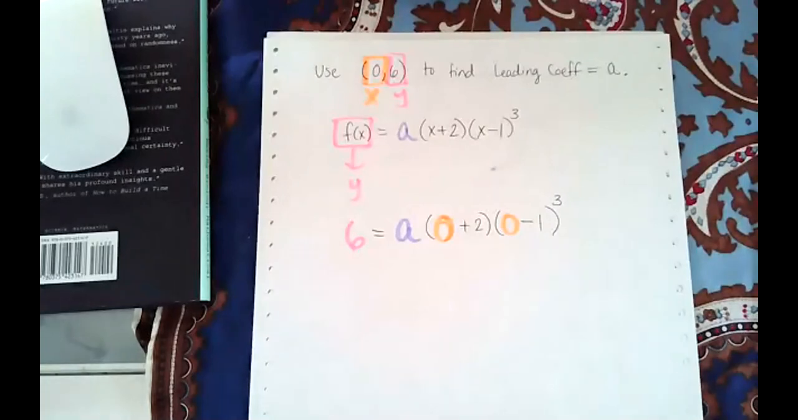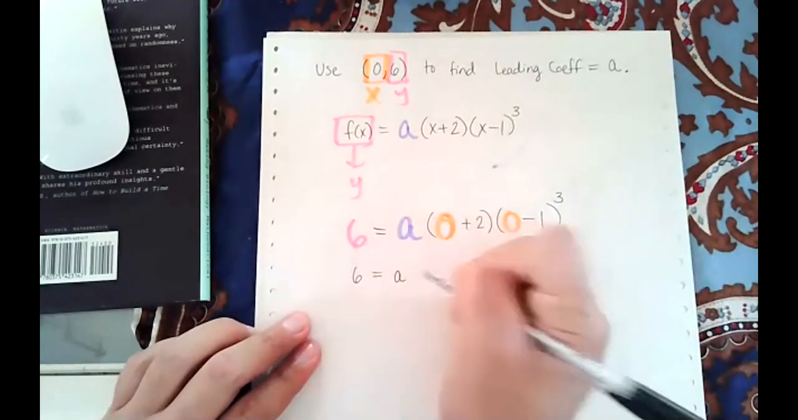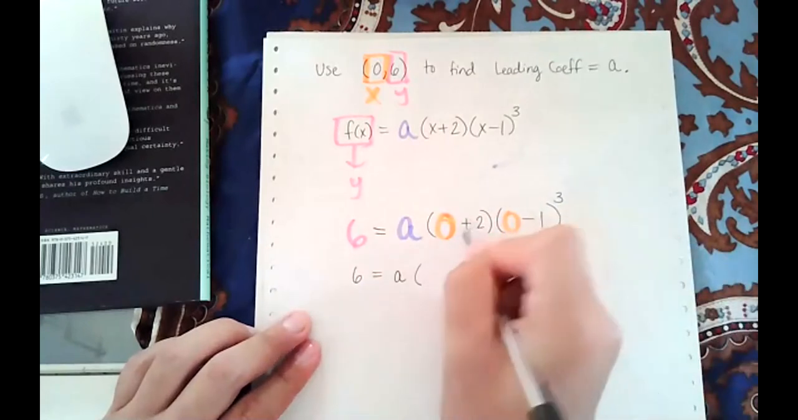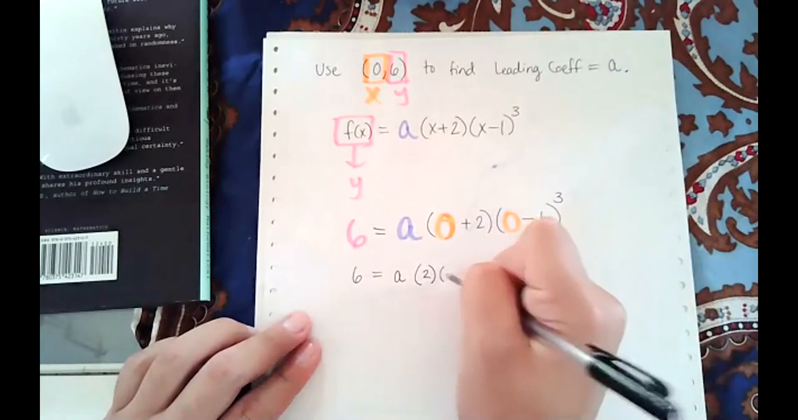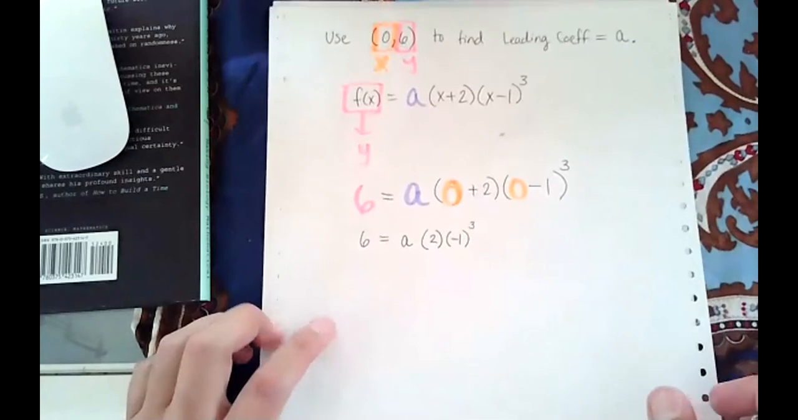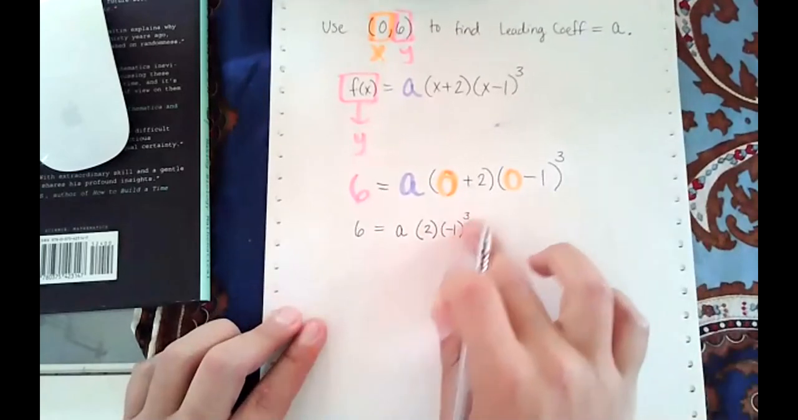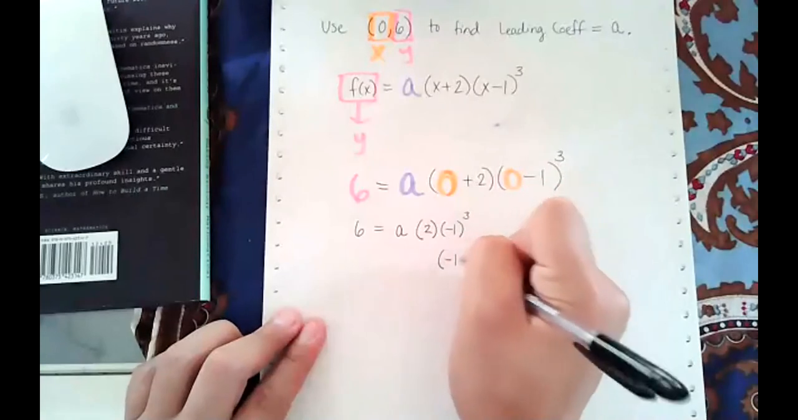Now we're just going to use our order of operations and simplify this expression so that we can solve for the missing variable A. So we have 6 is equal to A times, 0 plus 2 is just 2, 0 minus 1 is negative 1, and we still have that third power. We have to apply the exponent, so negative 1 times negative 1 times negative 1 will still be negative 1.